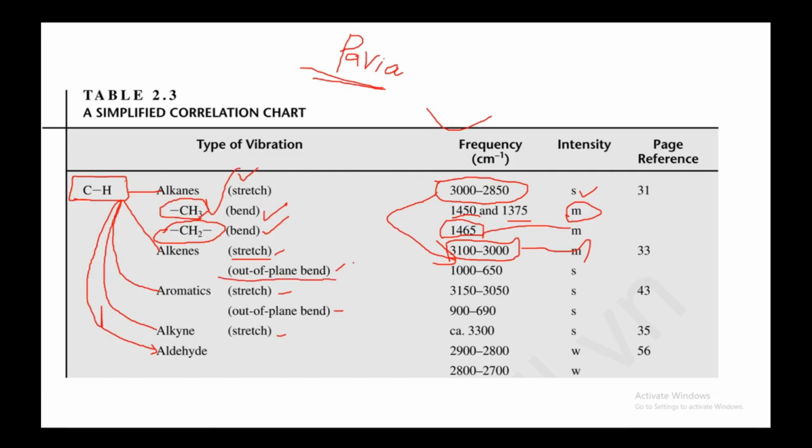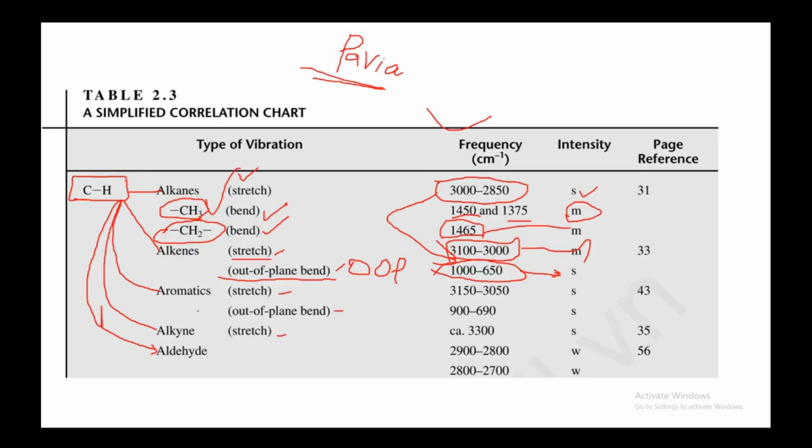You will also see an OOP, out of plane bend, and along with the stretching peak you will find a strong peak at 1000 to 650, and we can safely say that this is because of the CH bond present in alkenes.